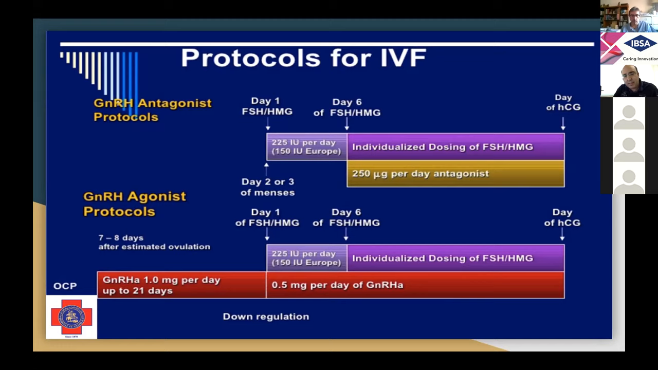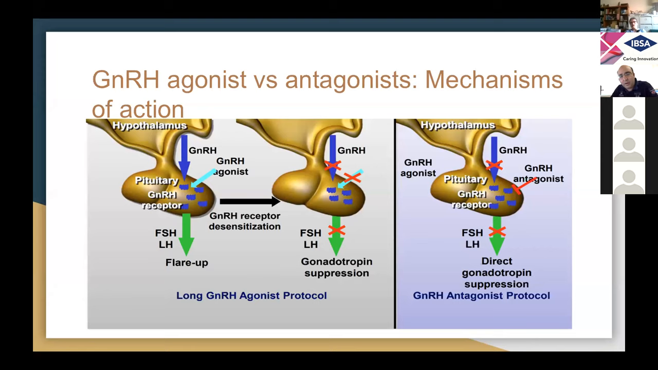We have the retrieval. On the other hand, when we discuss the agonist, we introduce the agonist in the luteal phase, 7 to 8 days after ovulation. And we wait till we have a down regulation. Usually this down regulation is reflected by a show of blood. After that, we do an ultrasound to be sure we don't have any cyst or any problem, and we can start the usual dose till the trigger of ovulation. It's very important to be sure that we have down regulation before starting the stimulation.